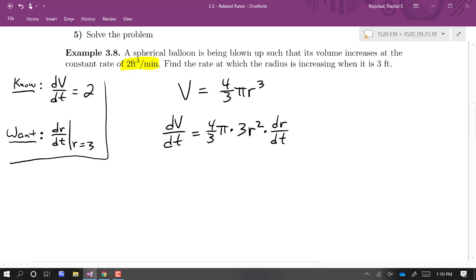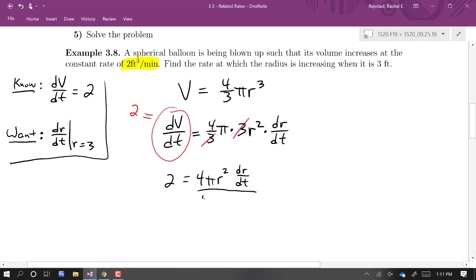So, we do some simplifying. These will cancel. Also, we know that dV/dt is equal to 2. So I'm going to use this information. We have 4 pi r squared dr/dt. I'm going to solve and do algebra now. Solve for dr/dt. I'm going to get an expression that tells me what dr/dt is in relation to what its current radius is.